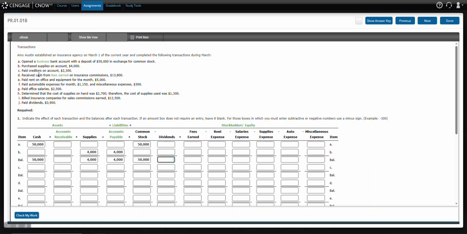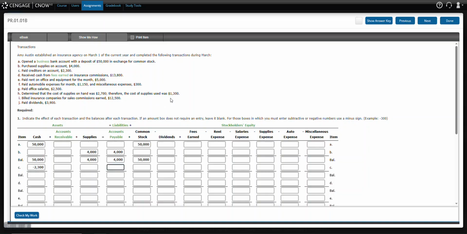In C, it says we paid creditors on account for $2,300. So paid, as I mentioned, every time we see the word paid, we know that we're dealing with cash. And if I paid out cash, I certainly have less of it. And there's that phrase again, on account. So creditors are people that we owe money to. So again, you can use that same little trick. Last word is account. First letter of the first word is P. So we're dealing with accounts payable.